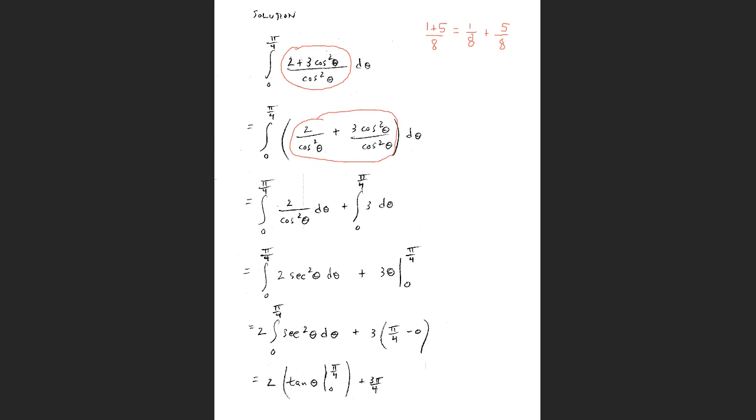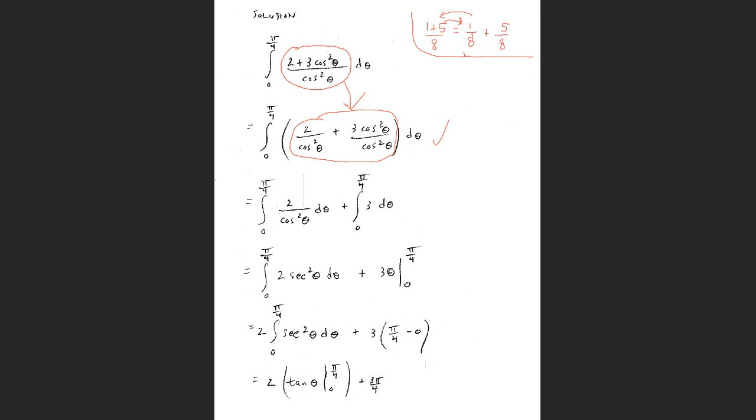Now, what you're always used to doing is having two fractions, like 1/8 plus 5/8, and adding them together to get 1 plus 5 over 8, or 6/8. You're used to going in this direction. But hey, we can go in the other direction too. And that's what we did here. I took the fraction with the denominator cosine squared theta and broke it up into two fractions.